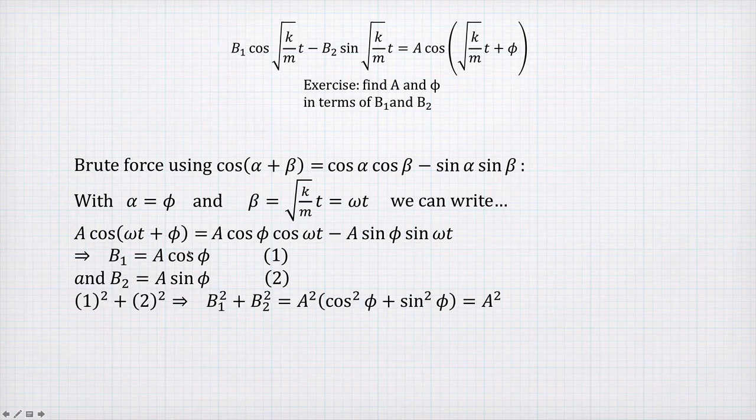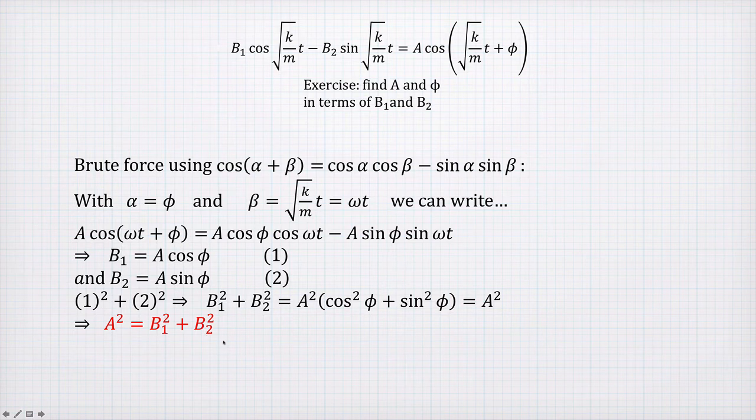Let's start by taking these equations, squaring them, and adding them together. So we have B1 squared plus B2 squared must be equal to A squared times cos squared phi plus sine squared phi. All of this here equals 1, so we end up with A squared is the sum of the squares of B1 and B2. So here we have A in terms of B1 and B2.